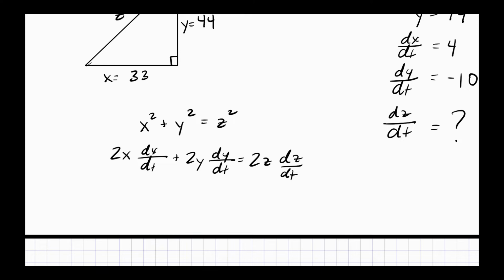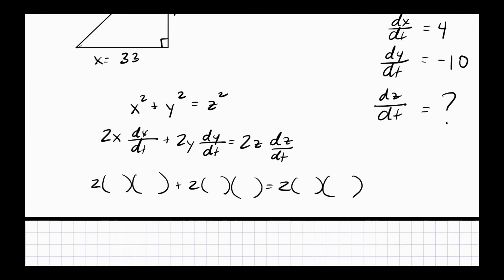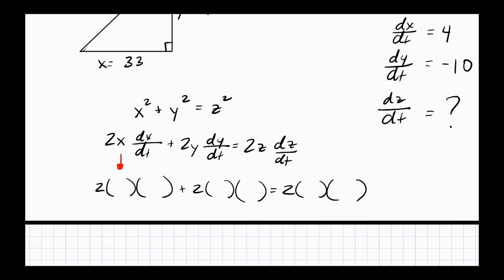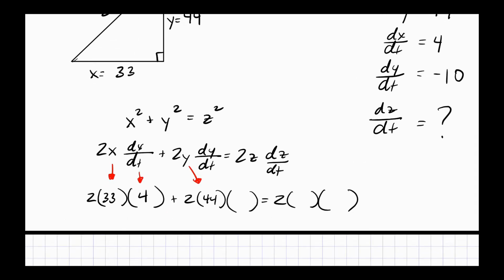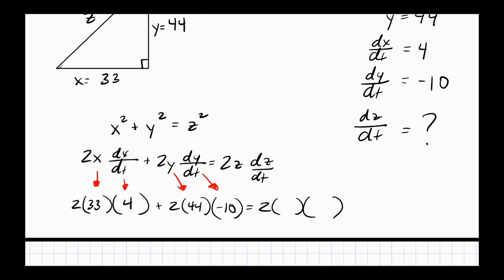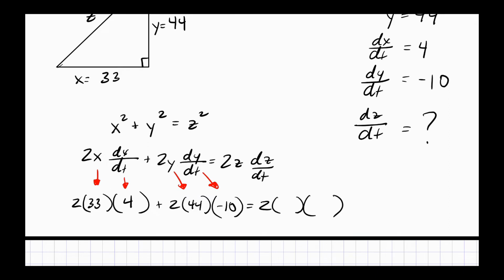So this is what I always do. The 2's is just a coefficient. So anywhere there's a variable, that's where I'm plugging stuff in. Plug in what I know. I know x. It told me x. X was 33. Dx dt, I know dx dt. That was 4. Y is 44. Dy dt was negative 10. Z and dz dt. Well, dz dt, I don't know. This guy right here, that's where the question mark goes, right?